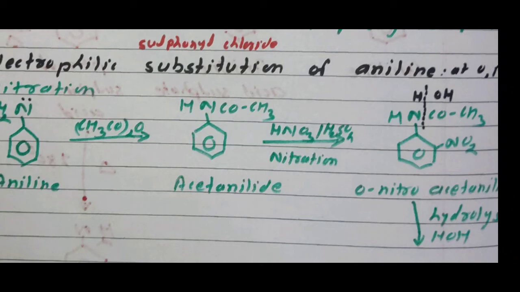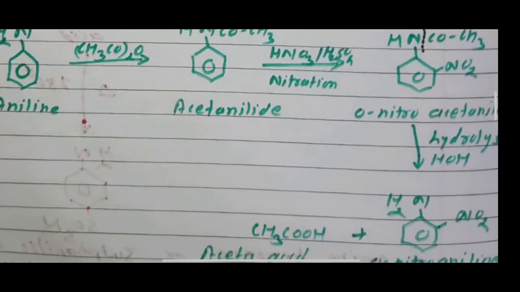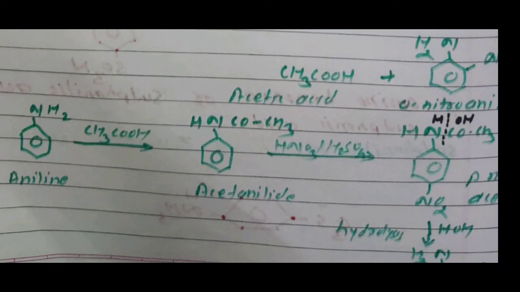Then, instead of acetic anhydride, suppose we use acetic acid in the second reaction. This acetic acid also protects the NH2 group. Therefore, aniline undergoes acetylation, forming acetanilide, NHCOCH3. OH and H are released in the form of a water molecule, and the CH3CO group attaches to the NH2 group, converting it to NHCOCH3. That is, aniline undergoes acetylation in the presence of acetic acid, forming acetanilide.